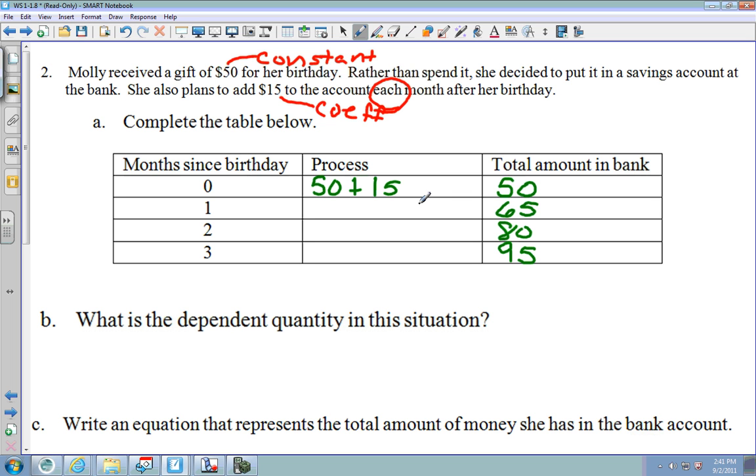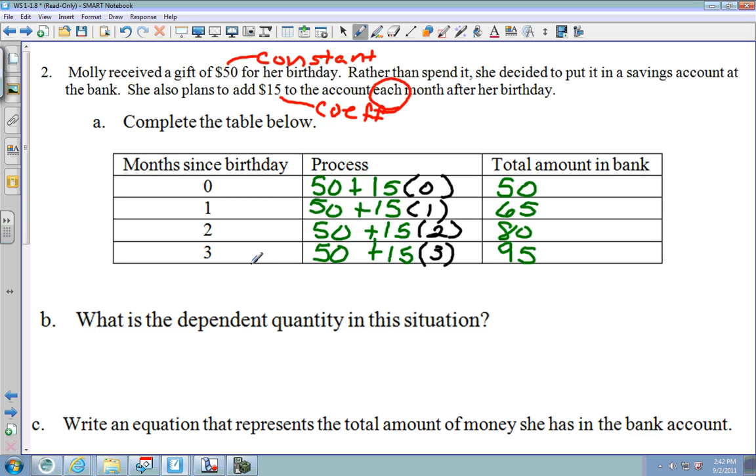Well, the number of months since the birthday, that's 0, because you start off with your birthday. Well, 15 times 0 is 0, plus 50 is 50. So here I start off with 50 plus 15 times the first month. That equals 65. 50 plus 15 times 2, there's my 80. 50 plus 15 times 3, there's the 95.